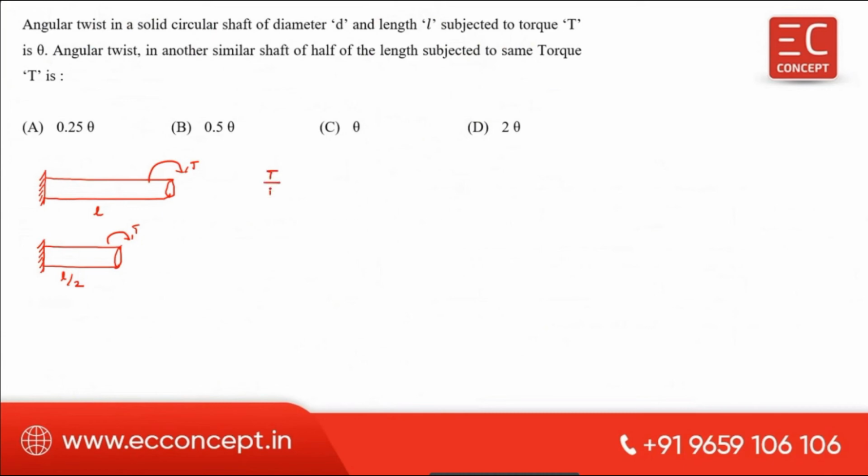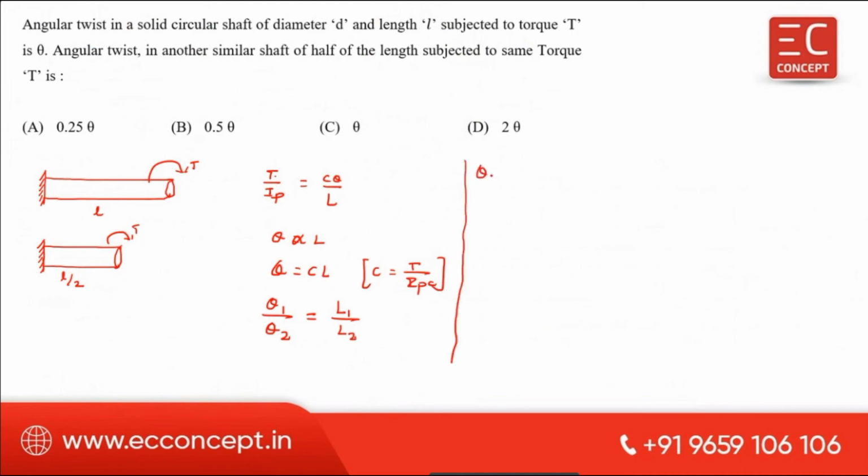We know that T by IP is equal to C theta by L, and since it is the same torque and the same size, IP is also the same. C theta by L: length is changing here, and C is also constant. So here we can write theta is directly proportional to L. Therefore theta is equal to a constant times L. That constant is equal to T divided by IP C. Therefore we can write theta 1 by theta 2 is equal to L1 by L2, right?